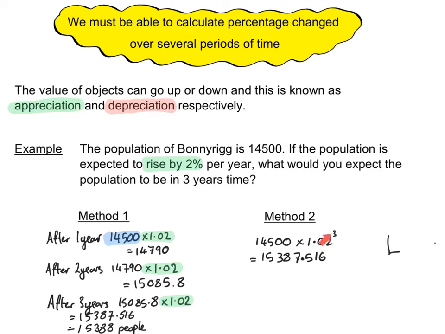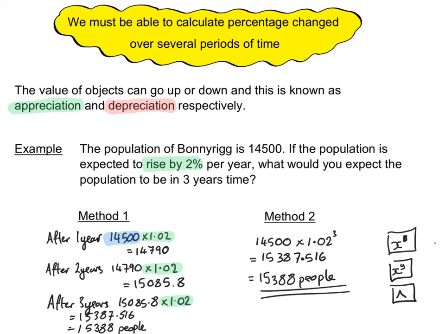You'll need to understand where the power button is on your calculator. You're probably looking for a little button like this, X with a little shaded box, or you might have a button that says X to the power of Y, or on some calculators it can be just a little up arrow like this. Okay, and we're just going to round this to the nearest person, so that's going to be 15388 people. It just makes a bit more sense rounded to the nearest person here.